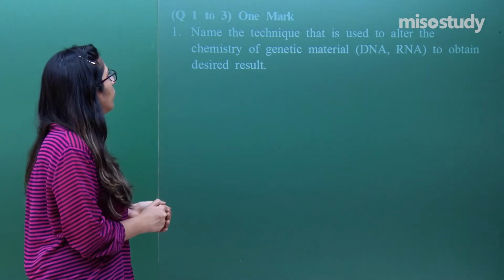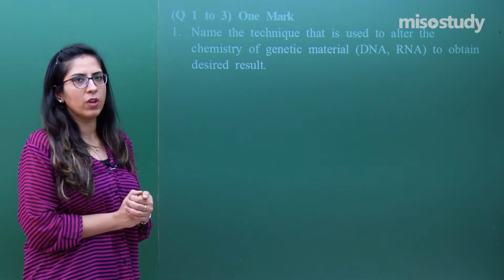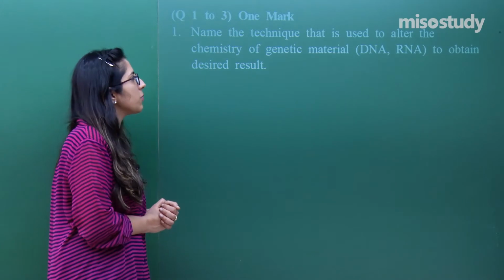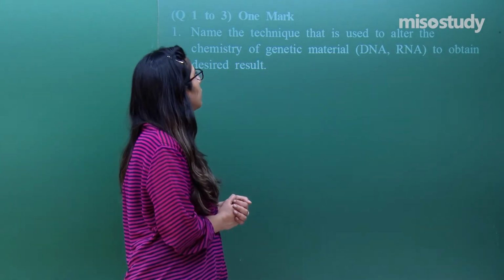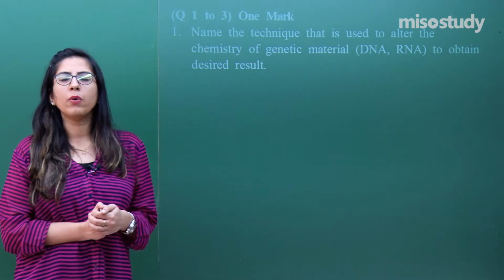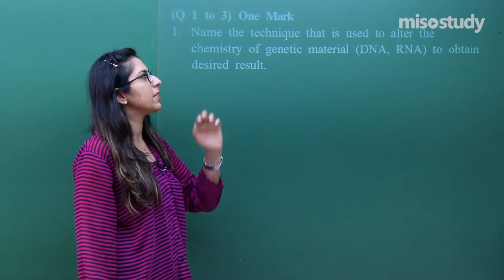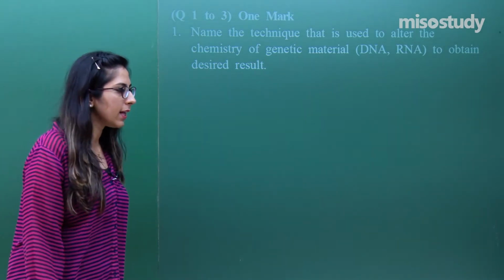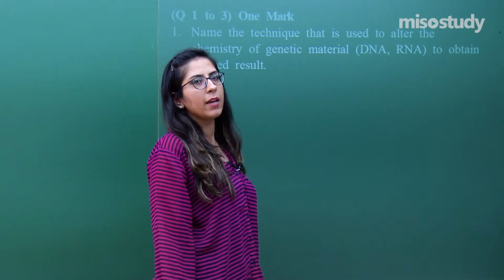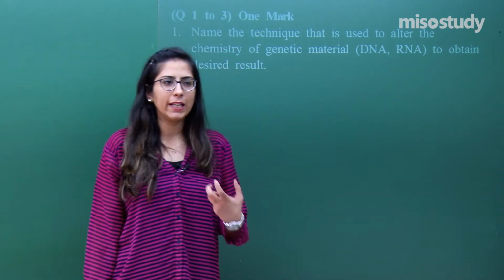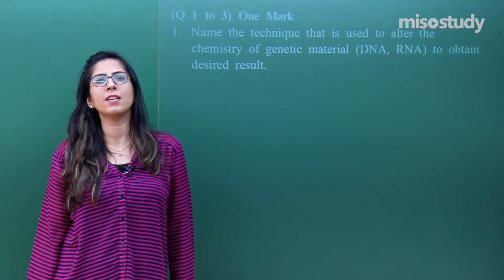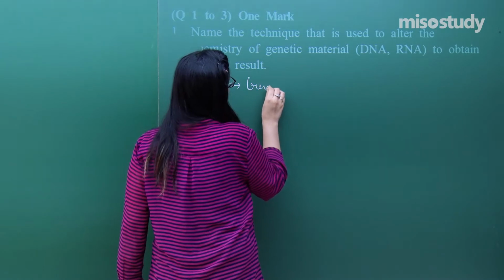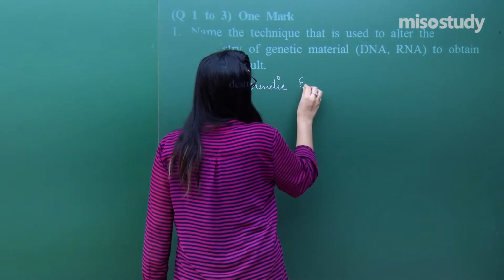So let's move with question number 1, which we have to answer for 1 mark. Name the technique that is used to alter the chemistry of a genetic material, DNA or RNA, to obtain a desired result. In this case, we are altering the genetic material, either DNA or RNA. This alteration can be done by biotechnology. Basically, in biotechnology there is one field called genetic engineering. So the correct answer is genetic engineering.